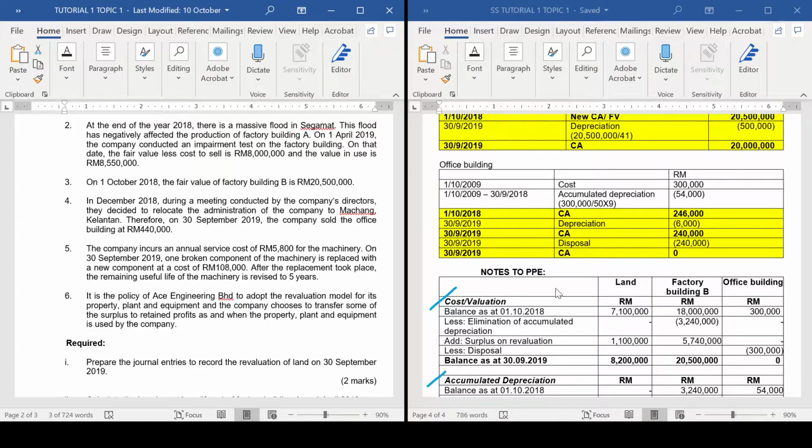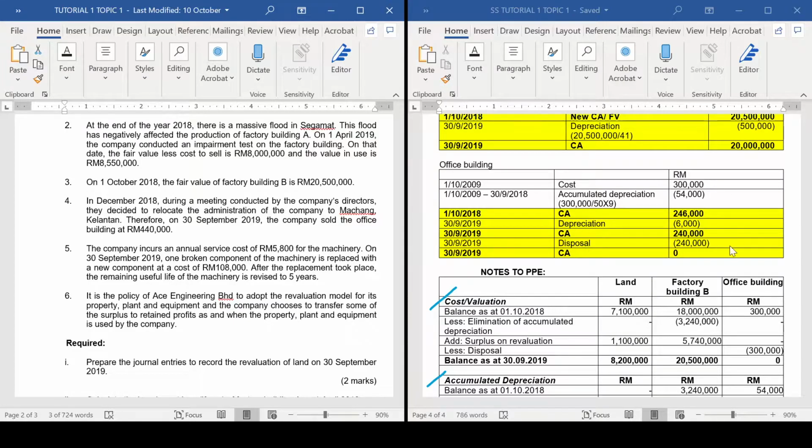If you have any question, what happened to the disposal value of 440,000? The disposal value of 440,000 is not that important when we prepare notes to PPE, because in the notes to PPE there is no place for us to include that cash consideration of 440,000. It's going to affect the cash account but not the asset and also accumulated depreciation account.